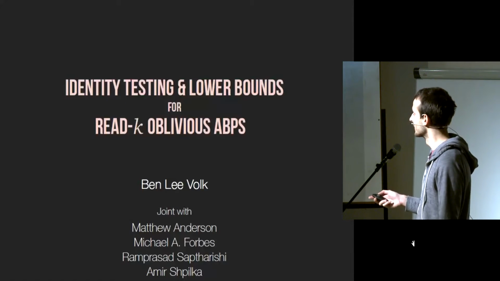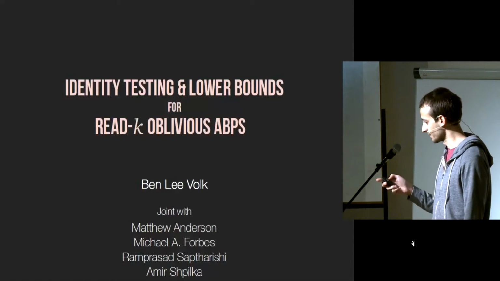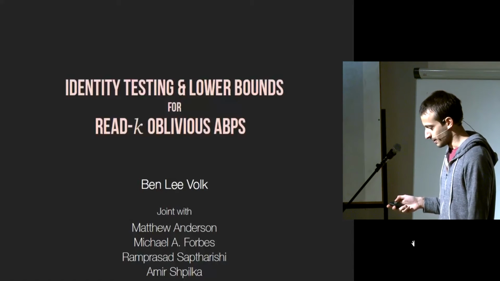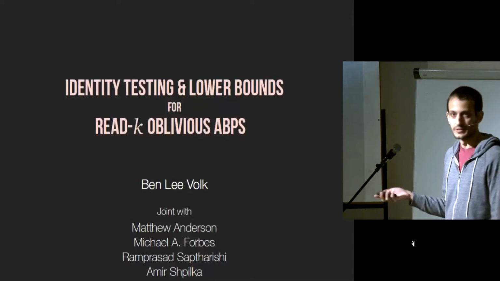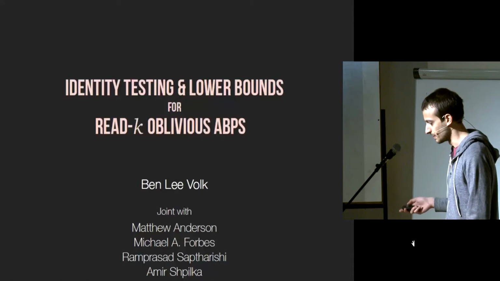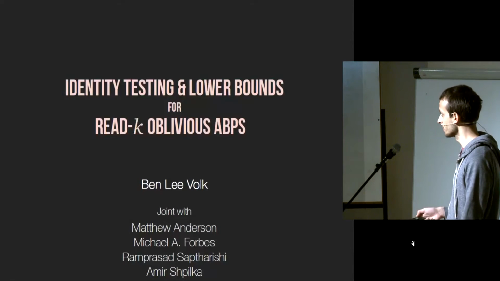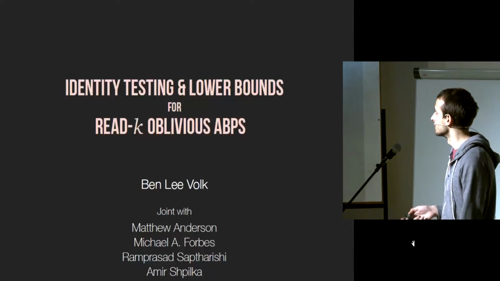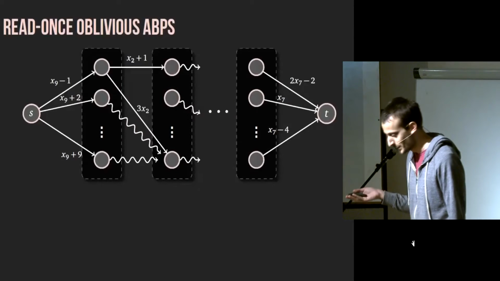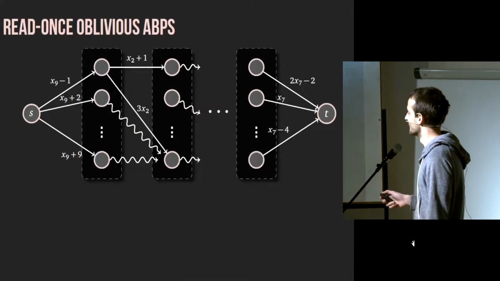Okay, so this talk is called Identity Testing and Lower Bound for read-k Oblivious ABPs. And we've seen read-once oblivious ABPs many times in this workshop. I will define it once again because I have this amazing picture to show you of a read-once oblivious ABP.